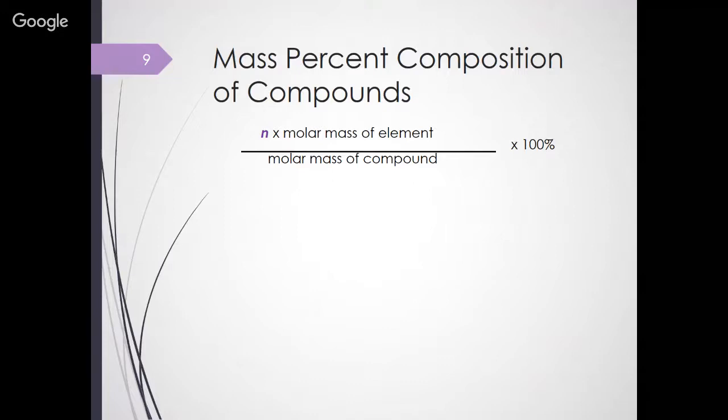So we can also look at the mass percent composition of compounds. And when we study a mass percent, this means that we're looking at how much mass each individual element is contributing to the overall mass. So for example, if I have $1 worth of change and I have 2 quarters and I have 5 dimes, well, I've got a total of 7 coins. 2 out of 7 of those coins are my quarters, and 5 out of 7 of those coins are my dimes. So we can do a percentage, right?